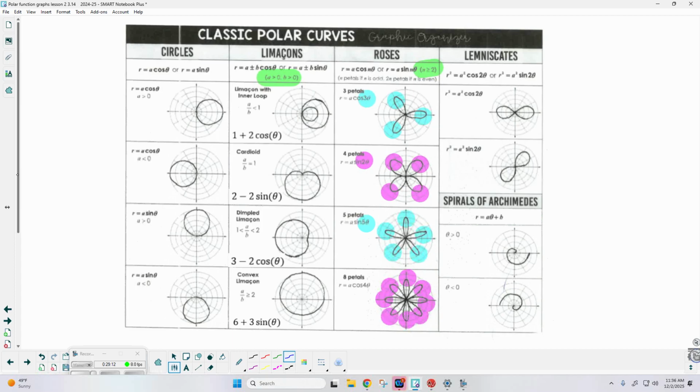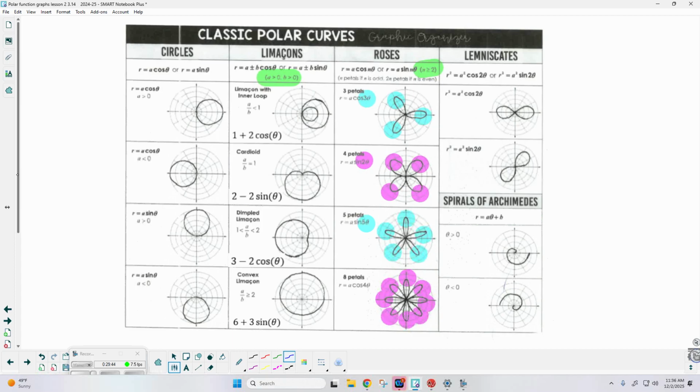Okay. Well, how did these two forms give me these different graphs here? Well, it's the ratio of a to b and how they compare to other numbers. a is always the first number. So if a divided by b is less than 1, you've got an inner loop. If a divided by b equals 1, you've got a cardioid. If a over b is between 1 and 2, it's a dimple. And if a over b is greater than or equal to 2, you've got yourself a convex. So I've given you an example of each one of these.